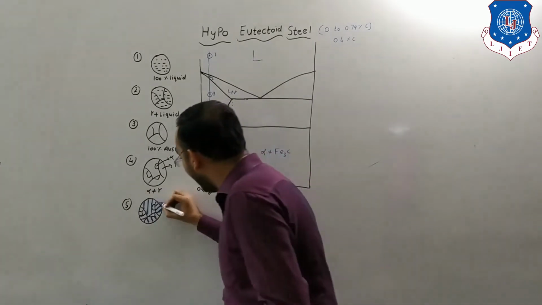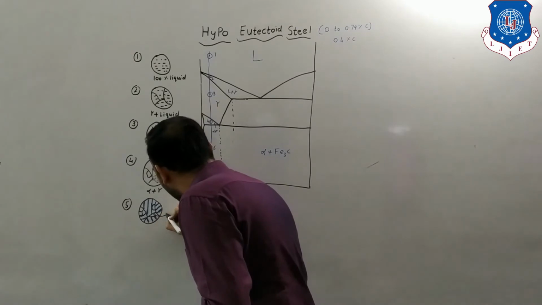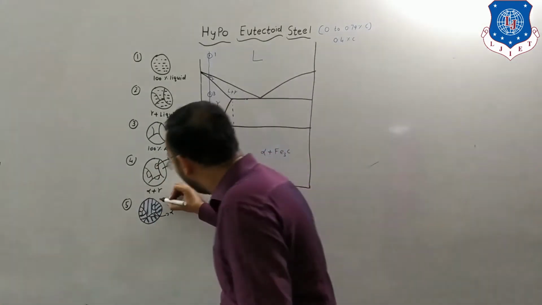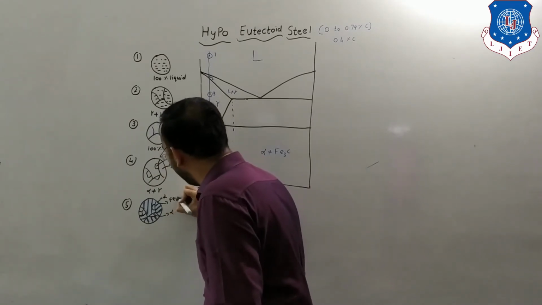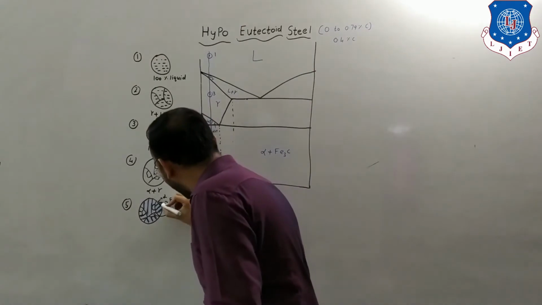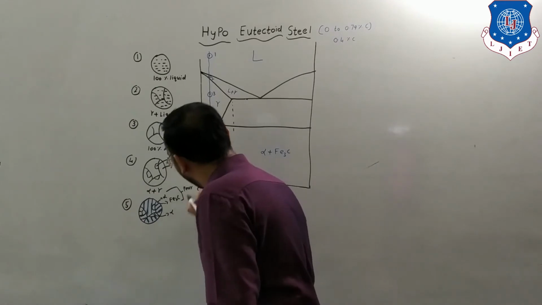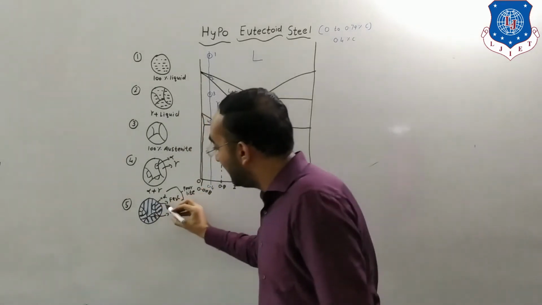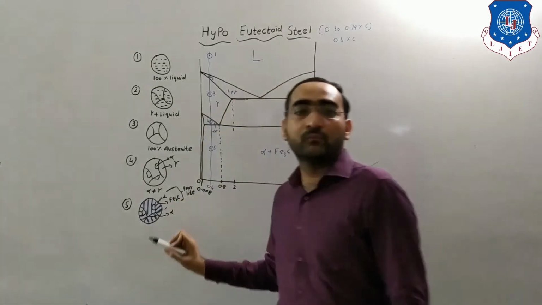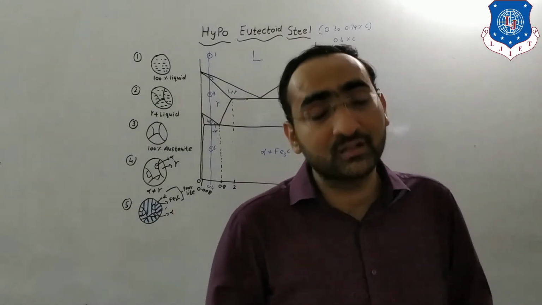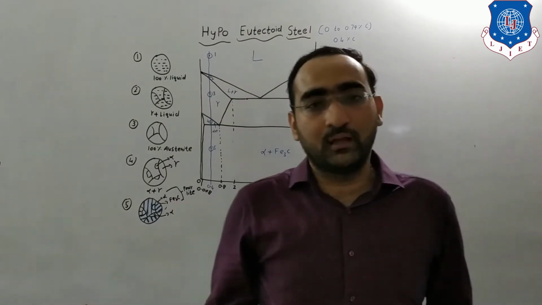Now what does this indicate? This particular region is your alpha. This region is once again alpha. This region is Fe3C. But alpha plus Fe3C, this lamellar structure together, is known as pearlite. This lamellar region is your pearlite region, whereas this is purely ferrite. So this is how the different 5 structures arise in the solidification of your hypoeutectoid steel.